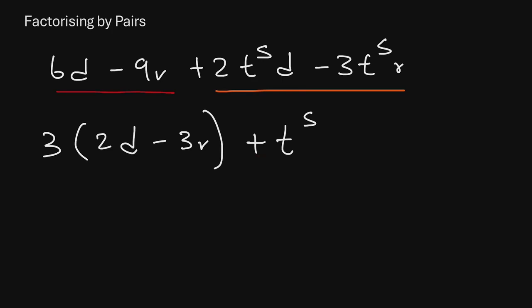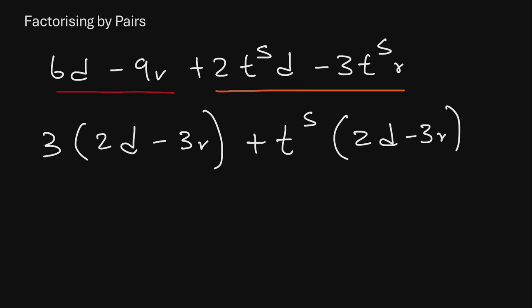Then you open the bracket and say the first term divided by the common factor. Therefore, the t to the power of 5 will cancel the t to the power of 5, and you are left with 2d. Then you do the very same thing to the last term. T to the power of 5 will cancel the t to the power of 5, and you will be left with minus 3r.